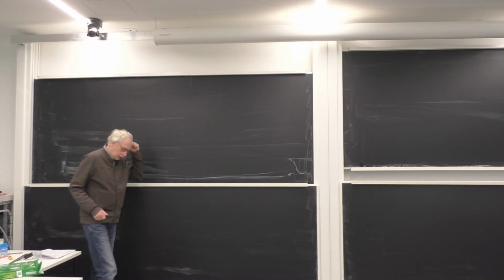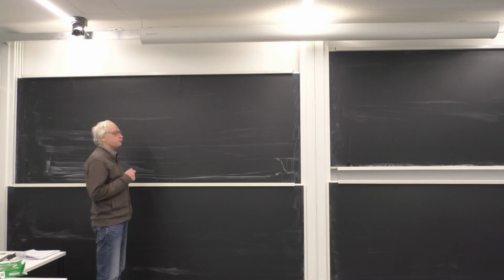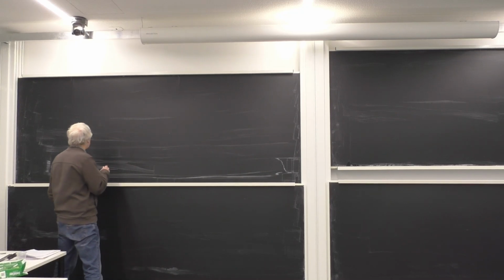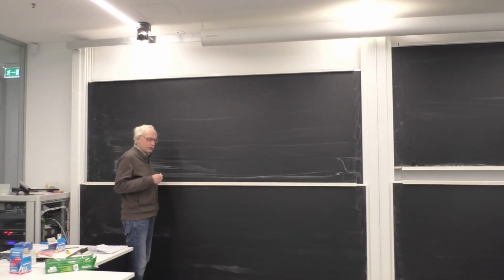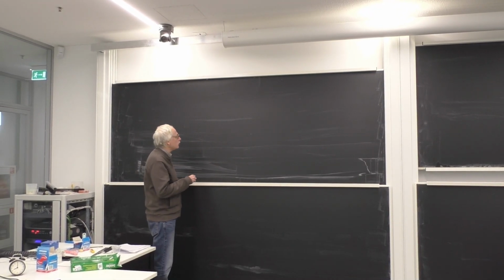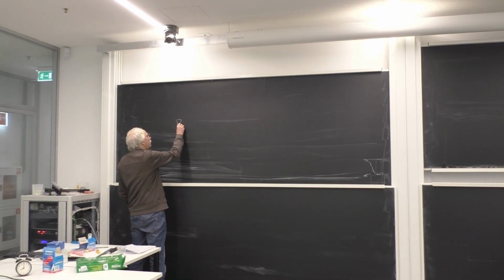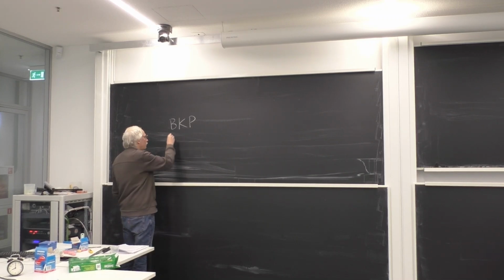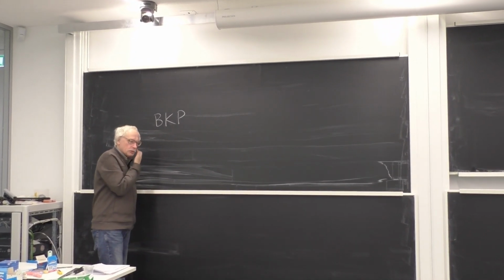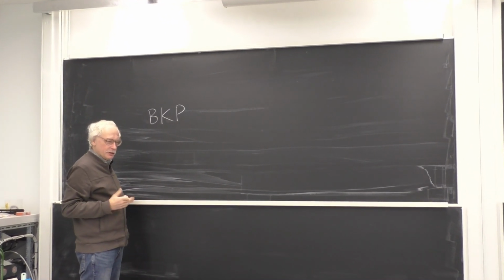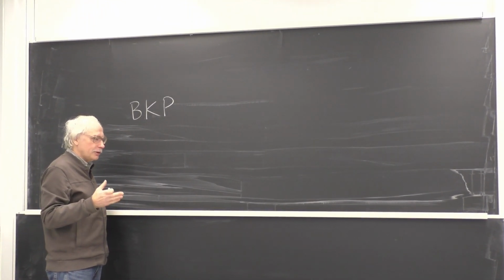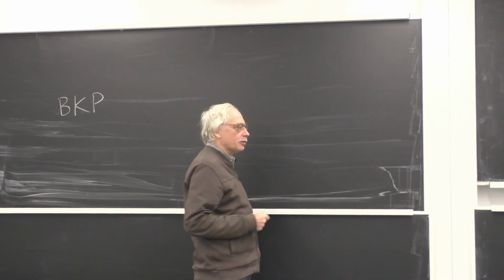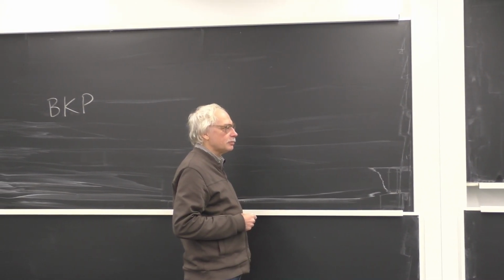Today we will discuss elliptic solutions of another hierarchy of KP type. It is called BKP. B comes from classification of Lie algebras. There are types A, B, C, D, and some E.